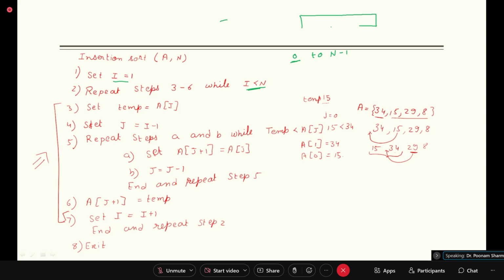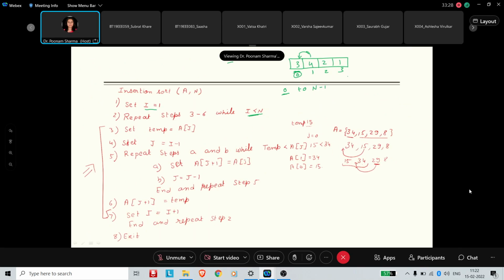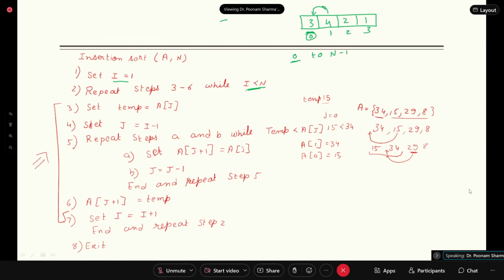So if this is the array, say we are having 3, 4, 2, 1, these are the four values. So this one is initially considered sorted. What you will do is start with 4 and compare it with 3. Okay, so you will always start with index 1, not with index 0. So this is to be taken care of, right? So you will start with index 1 and you will go up to n minus 1. So this is what this statement says.